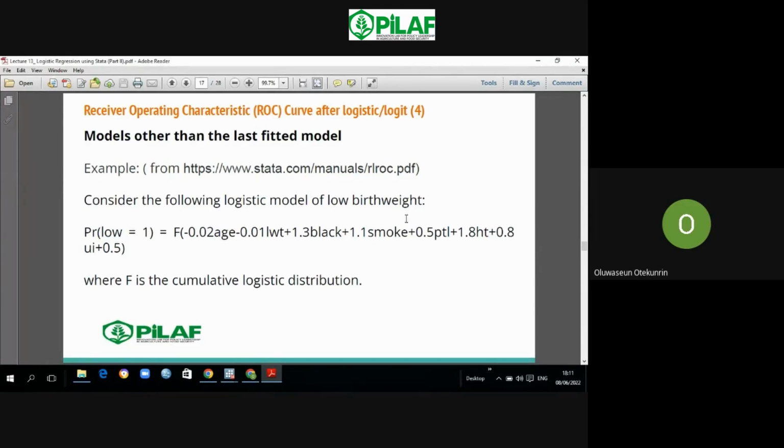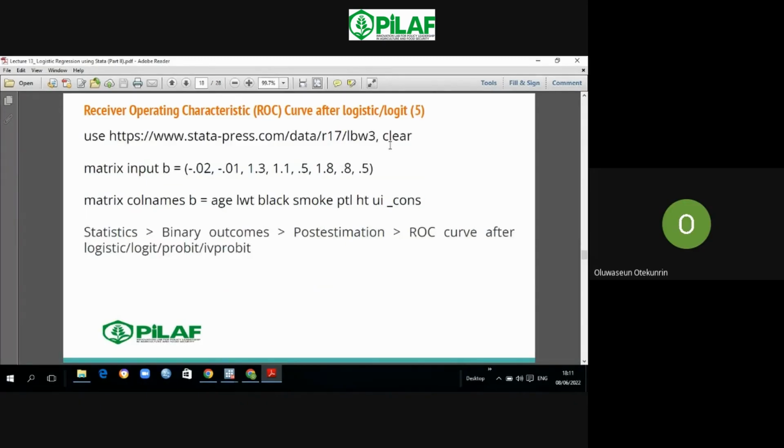So basically we know the coefficients and we know the variables: age, LWT, black, smoke, PTL, HT, and we can access them. So what do we now do? Let us copy the link on slide 18 and paste it into the Stata command window.